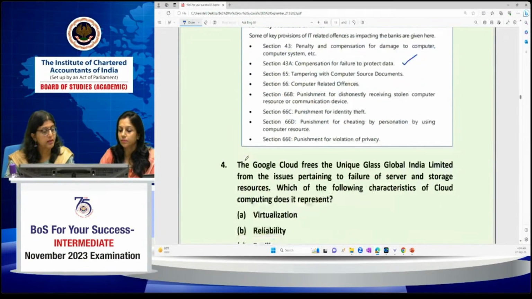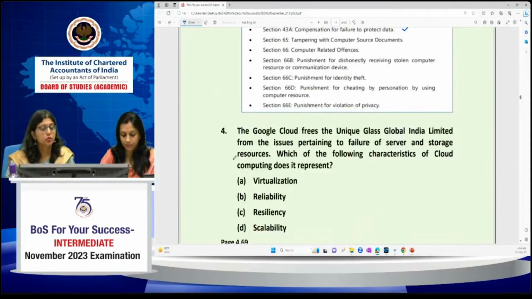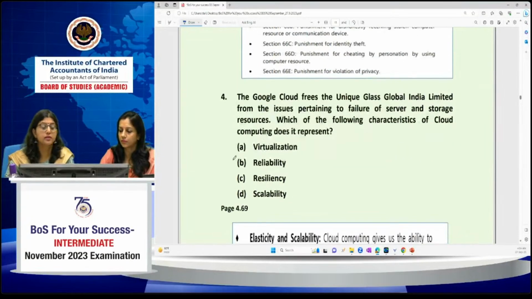Yeah. Now question number 4. The Google Cloud frees Unique Glass Global India Limited from the issues pertaining to failure of server and storage resources. Which of the following characteristics of cloud computing does it represent? When it comes to cloud computing, we are aware it's part of chapter 4. And then you will have to have a thorough understanding of these technical terms, because the options are so very close that there are chances that you will get confused.